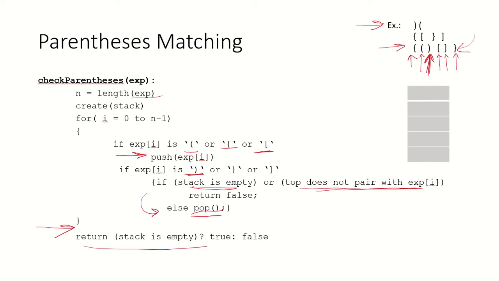Let's take this example. The starting is with a closing brace. So we go and check whether the stack is empty. Yes, the stack is empty and we have not found any counterpart for this. So we return false. That means this set of parentheses is not balanced. So this is how we use the stack to see whether the parentheses in an expression are balanced or not.